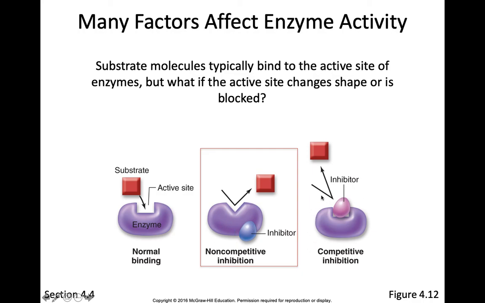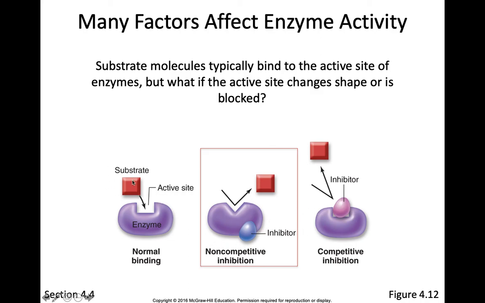And then you can have something called a competitive inhibitor, which actually physically goes in and blocks the active sites, like putting glue in the keyhole. It's not going to be able to bond no matter what. Now, cells can regulate how many inhibitors block enzymes, how many enzymes are blocked, and how long these inhibitors stay in an enzyme.